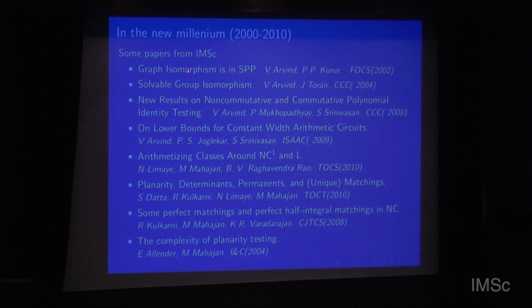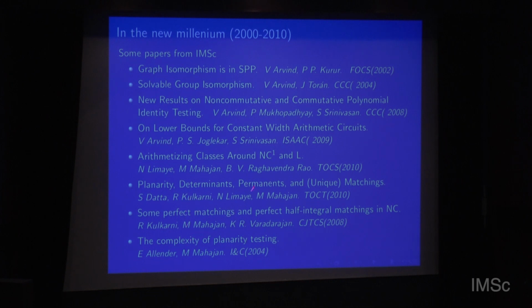Here are papers from IMSc. Again, you can see some suspect words coming again and again. Isomorphism, okay? Commutative and non-commutative computation. So this is in the context of arithmetic circuits. If multiplication is not commutative, then strange things can happen. It's easier to prove lower bounds, okay? Small space computation, perfect matchings. Like I said, matchings was really a very interesting problem for many different reasons.